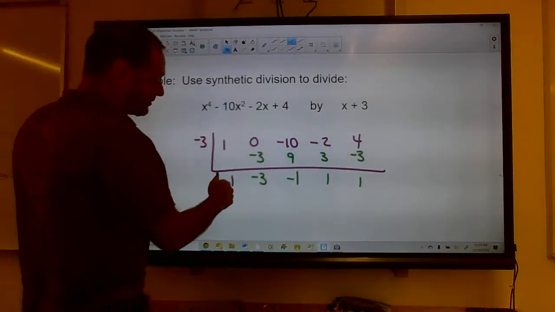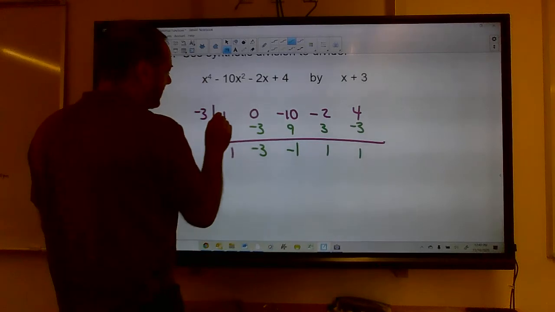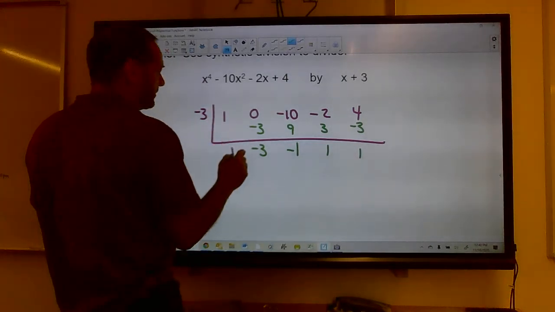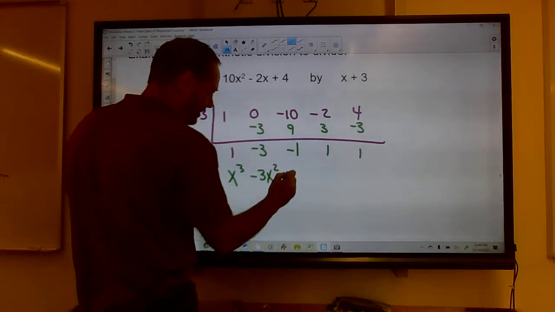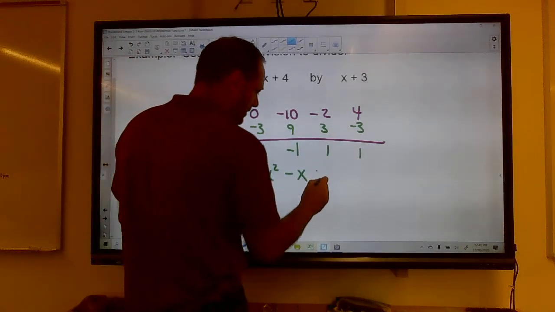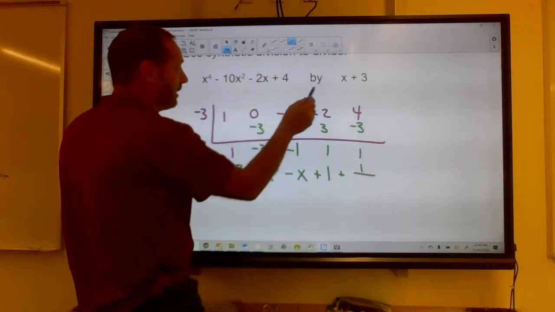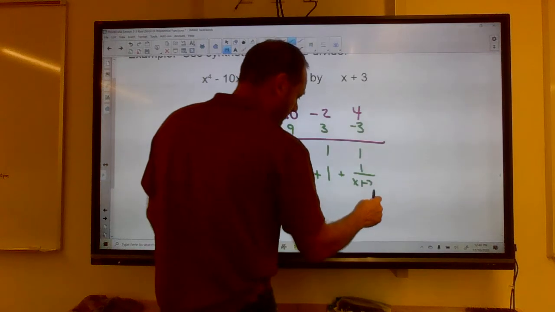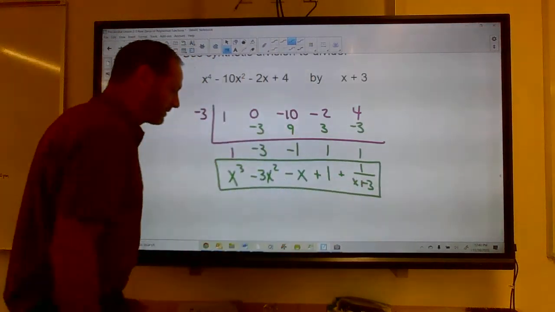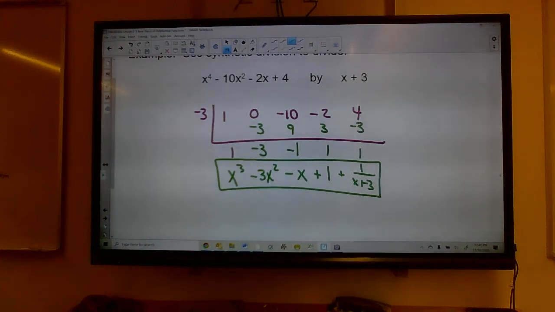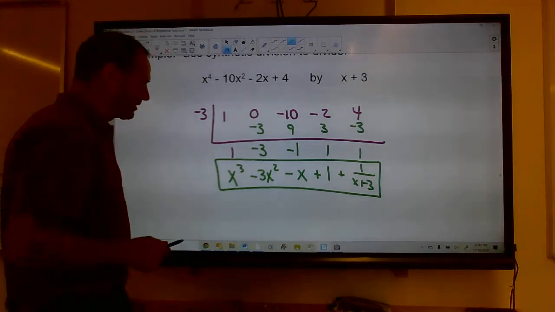Now, what does this represent down here? Well, this is the answer. So, if this was an x to the fourth, that means this one's going to be an x to the third. So this is x to the third minus 3x squared minus x plus 1 over x plus 3. There's your remainder. This will always be 1 power less than the previous one.